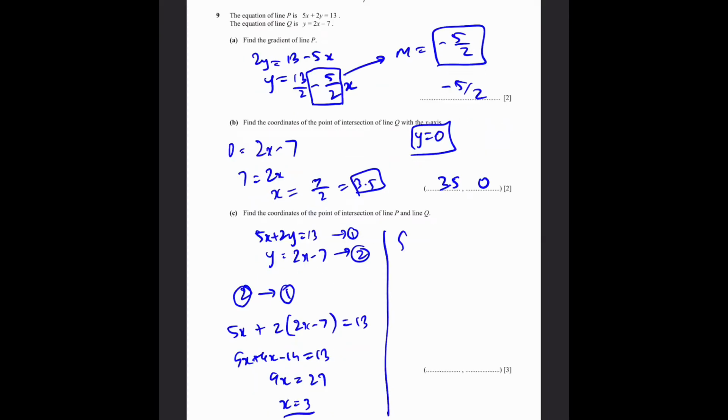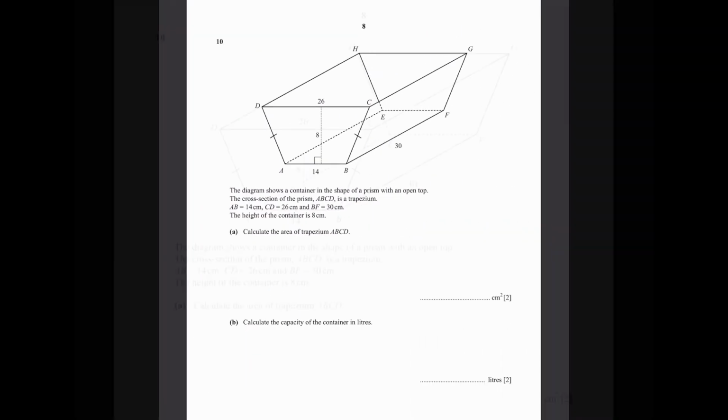Now substituting x equals 3 into the second equation, or line Q, to get the y value. So y equals 2 times 3 minus 7, which is minus 1. So the coordinates are x equals 3, y equals minus 1, and that'll be our answer. Now you can go to question 10.